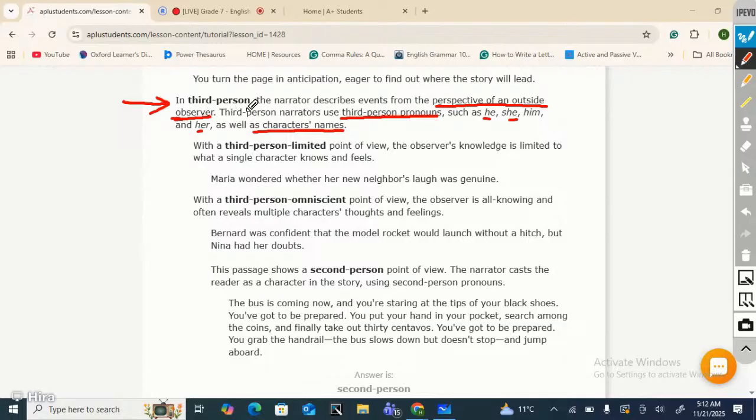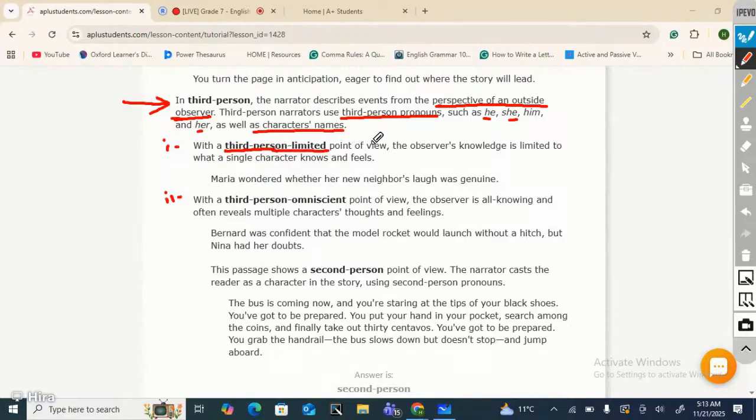In third person perspective, or third person point of view, there are two subcategories. Number one is third person limited point of view, and the second one is third person omniscient point of view. What is third person limited point of view?